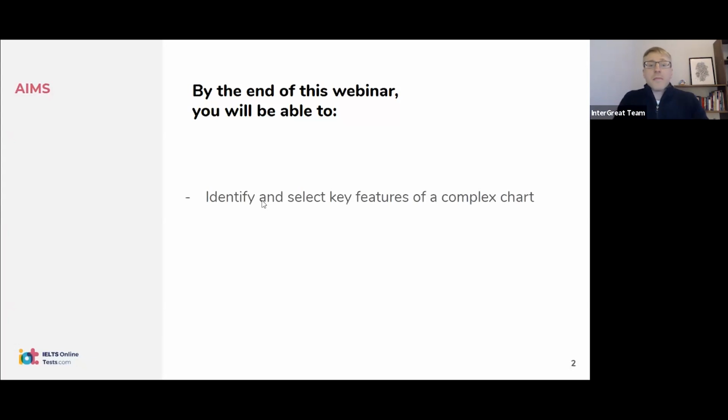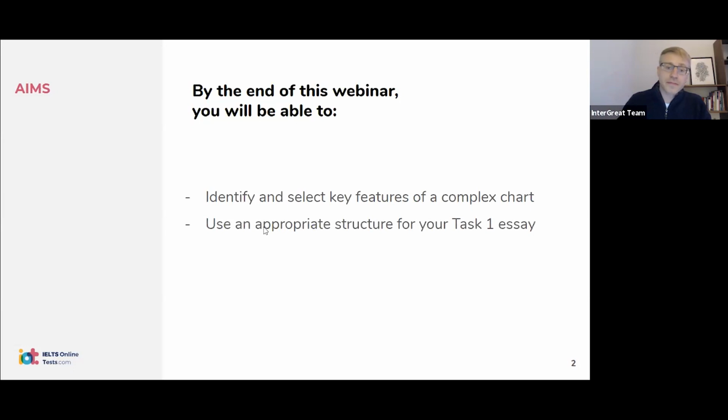By the end of the session, you're going to be able to identify and select the key features of a complex chart. This is really important if you're aiming for a band 6 or above in the academic writing. You need to be able to highlight the key features, not just the details, but the overall trends and features, particularly in your overview. So we'll look at how to do that.